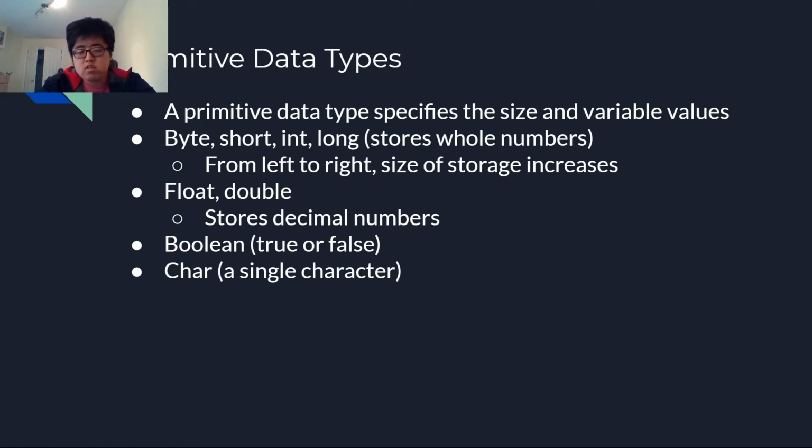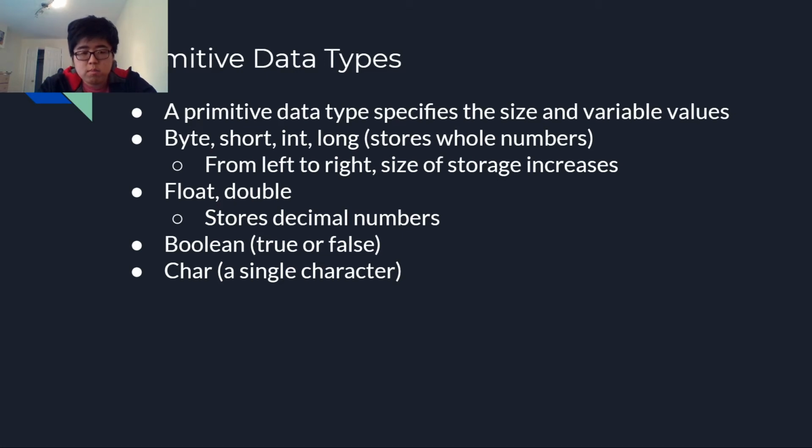In Java, there are primitive data types and non-primitive data types, and so we're going to focus on primitive types first. A primitive data type basically specifies the size and values of a variable. So for example, let's say I wanted to store a number, and it's super large, so I would have to use a different type of variable for it. In this case, I would use something like long, and it has the capacity to store a very large number.